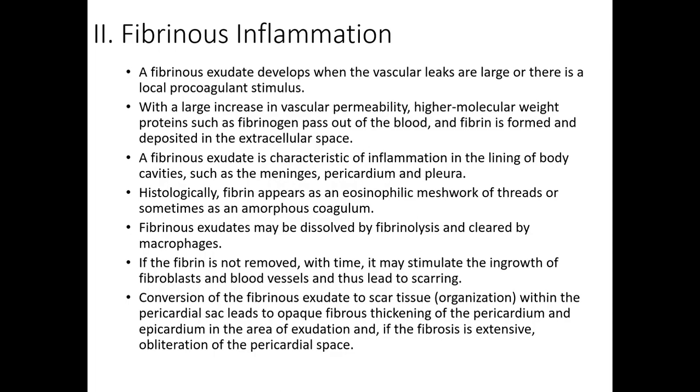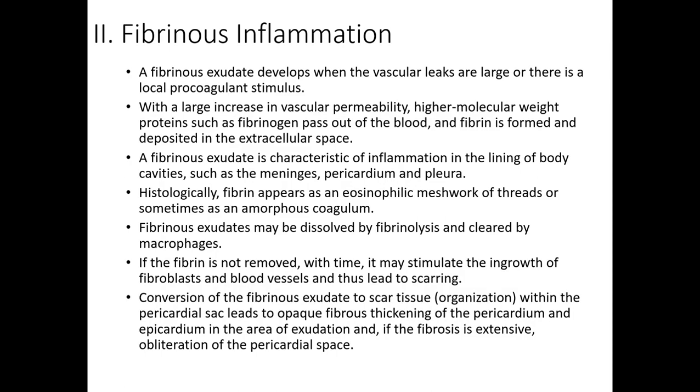Fibrinous inflammation. Fibrinous exudate develops when the vascular leaks are large or there is a local procoagulant stimulus, with a large increase in vascular permeability. So the higher molecular weight proteins such as fibrinogen will pass out of the blood, and fibrin is formed and deposited in the extracellular space.